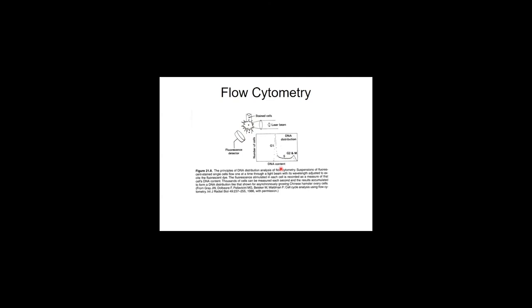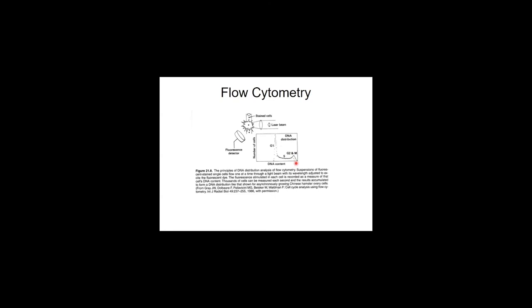What we plot is the number of cells against DNA content. What cells do we expect to be 2N? Cells in G1, maybe the G0 cells. Which cells do we expect to be 4N? The cells that are in G2 and M. And what do we expect to be in the middle? Those cells that are in S phase.